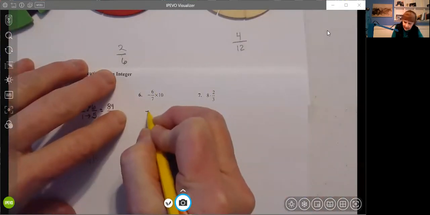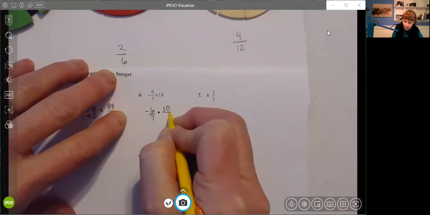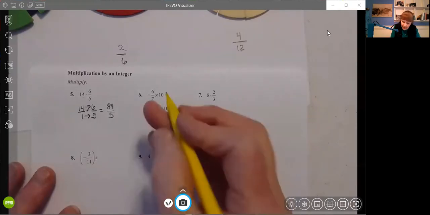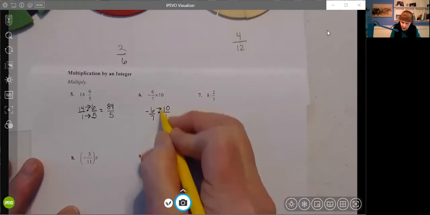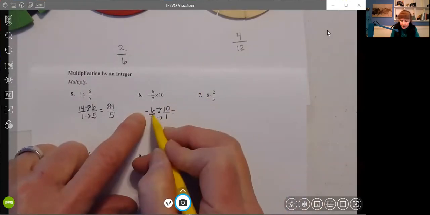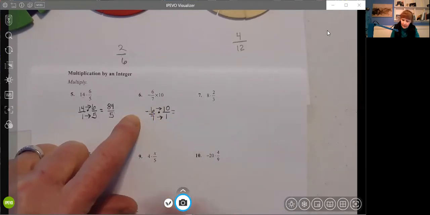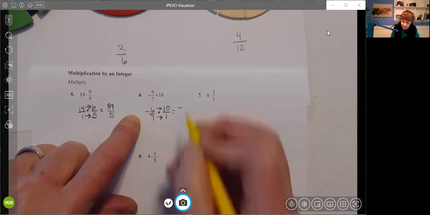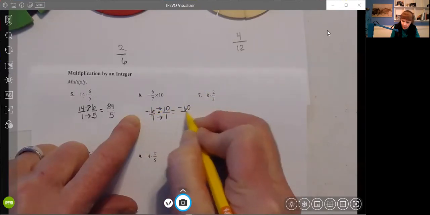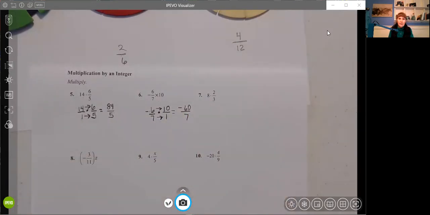So we take a negative 6/7 times 10 over 1. Go ahead and put your whole numbers over 1. And we'll multiply straight across. So you end up with, now we know that in multiplication, we have one negative. One is odd, so our negative stays. 6 times 10 is 60 over 7 times 1 is 7. So, you know, don't make this harder than it is.